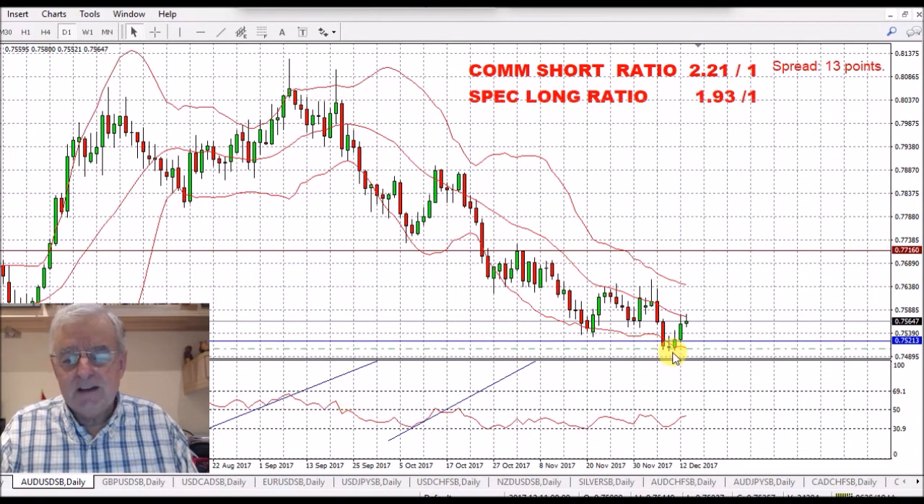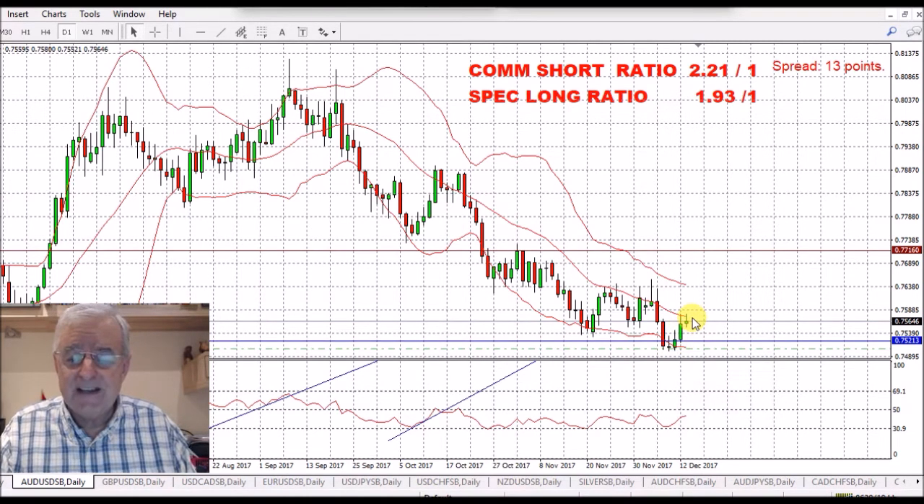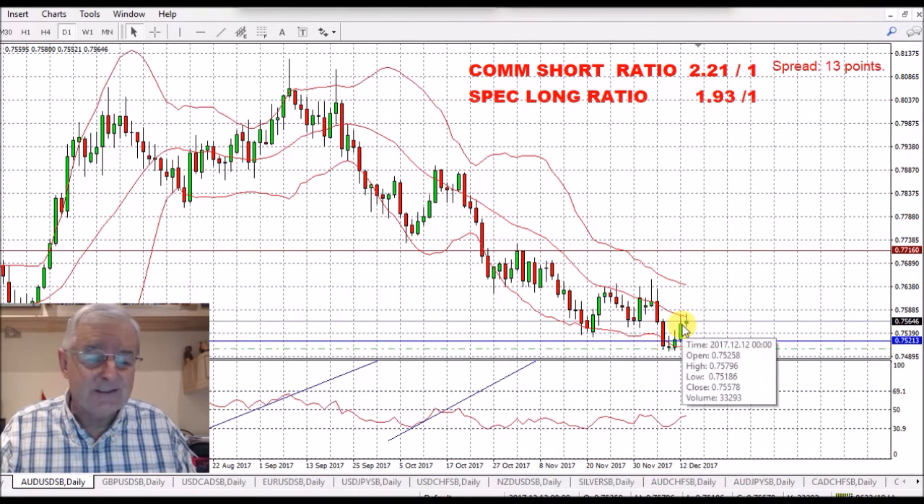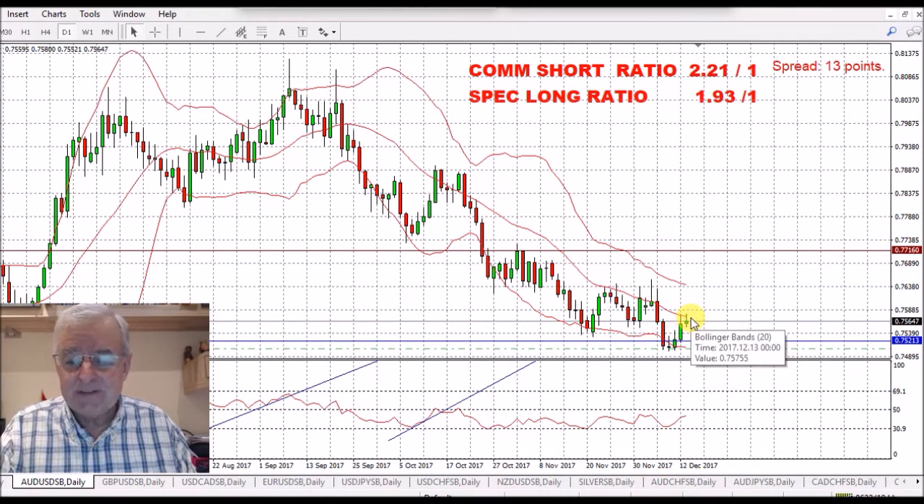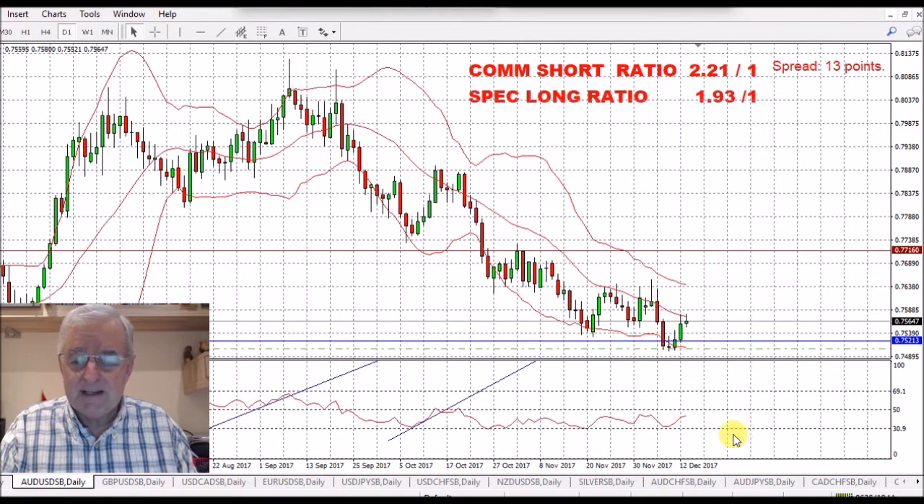First up, the Australian dollar, US dollar. We've had a few days of green candles. It's only about 50 pips. I would like to see this go up about another 100 pips before I sell it back down. We are just below the 50 on the RSI, so we'll see where that goes today.